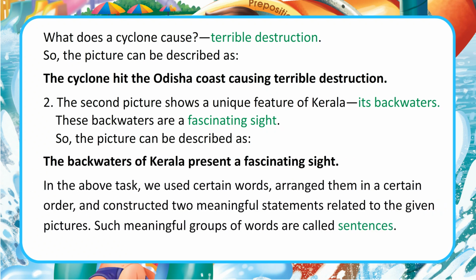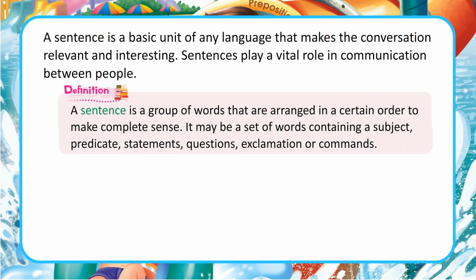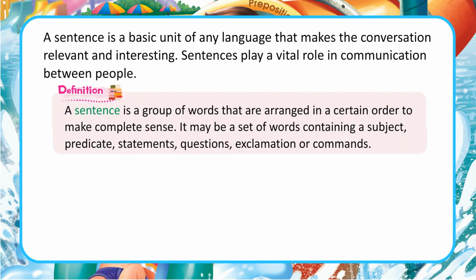In the above task, we used certain words, arranged them in a certain order, and constructed two meaningful statements related to the given pictures. Such meaningful groups of words are called sentences. A sentence is a basic unit of any language that makes the conversation relevant and interesting. Sentences play a vital role in communication between people. Definition: a sentence is a group of words that are arranged in a certain order to make complete sense.